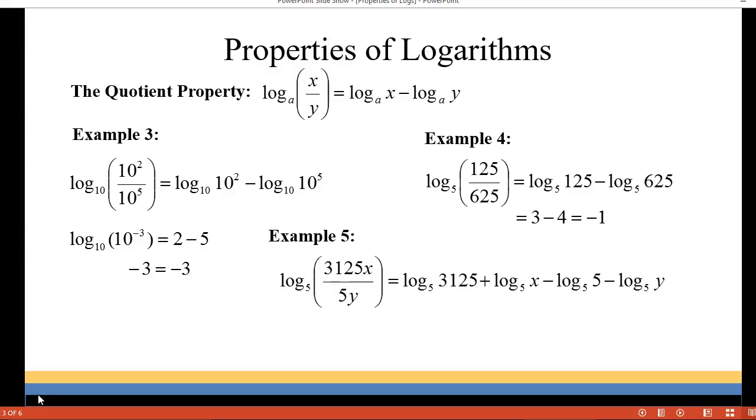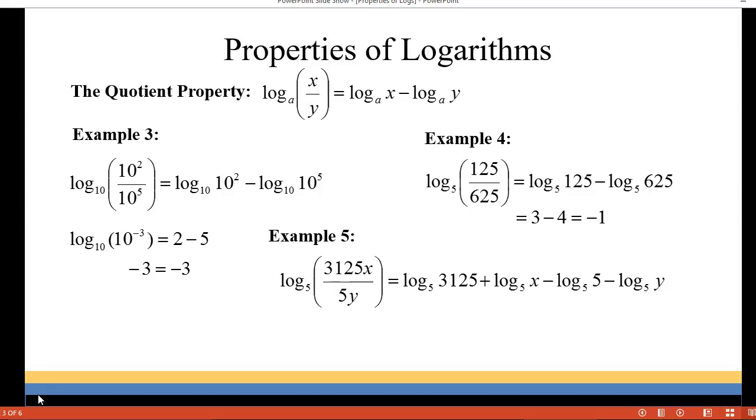Another example using the quotient property. We have log base 5 of 3,125x over 5y. Expanding it out, we have log base 5 of 3,125 plus log base 5 of x because they were multiplied, so we would add them. And then the 5 is divided into the 3125, so we would subtract. And the y is also divided, so we would subtract that one.